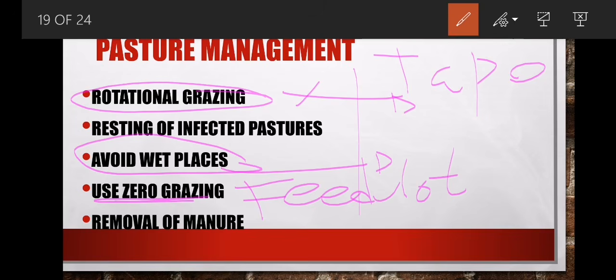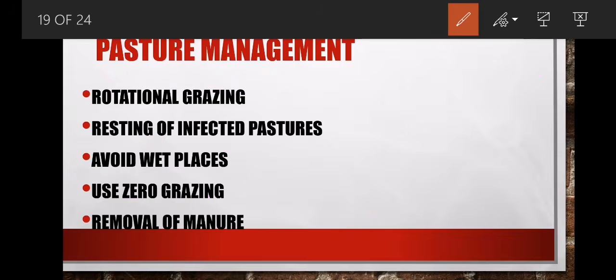animal production. When we talk about an intensive production system, we say there's a feedlot. So what you can do, you can just provide your animals with feed on your farm. Don't take them to the pastures, because in the pastures, they will come across what? The liver fluke. So you practice what? Rotational grazing. You can also remove manure. Whether you use the dung beetles or you just go around removing the manure.